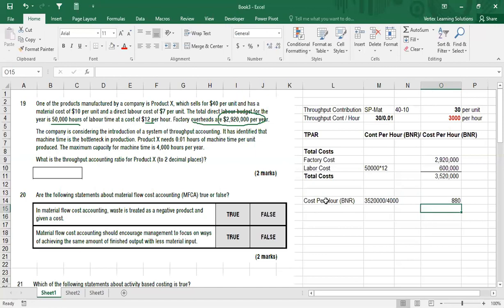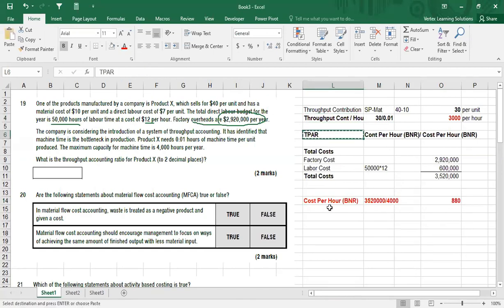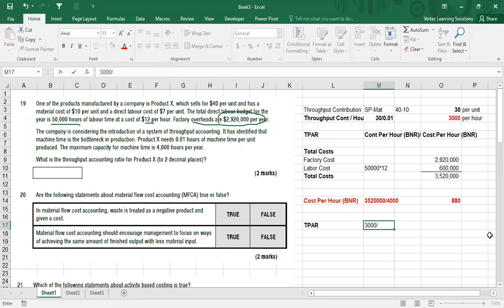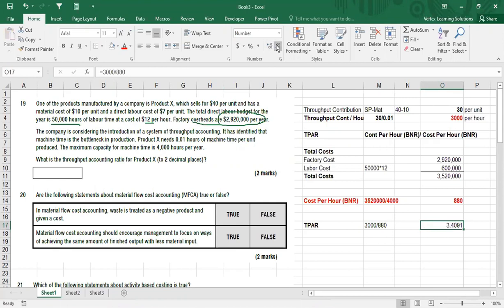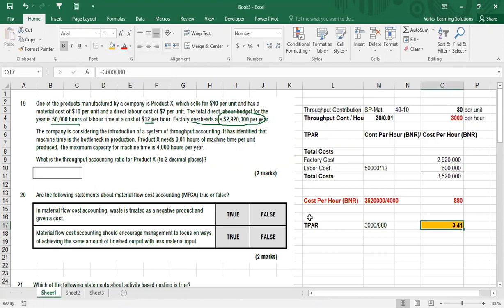So now this is the second number we have calculated. These are the two things you need to calculate for your TPAR. And now your TPAR, throughput accounting ratio, should be 3,000 divided by 880. And that's all. Just put it here. So the answer is 3.4090 whatever. Of course, in the exam you have to write it in two decimal places. Two decimal places is 3.41. Your answer should appear like 3.41. If you have any question, please ask.